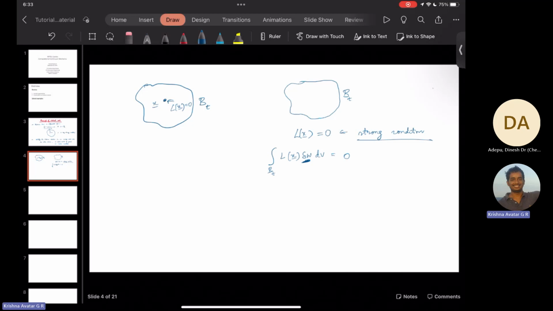So what we saw is, if it's a Dirac delta function, then it is zero, right? We will talk about this. Here, it's not zero. Sorry, it should be L. I'm sorry.